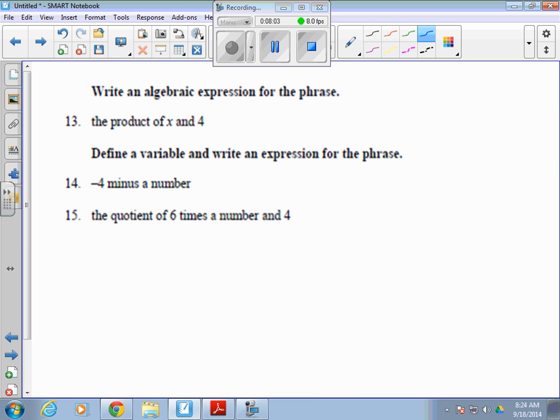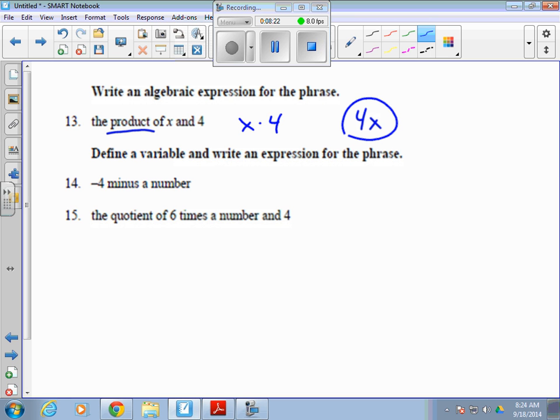Number 13, 14, and 15 are all very similar. We've been seeing these for several weeks. It says write an algebraic expression for the phrase the product. Again, that just means to multiply of x and 4. So x times 4 is one way to write it. Probably a better way to write it is to write it this way. It's just a little bit shorter. Both of those are correct, though.